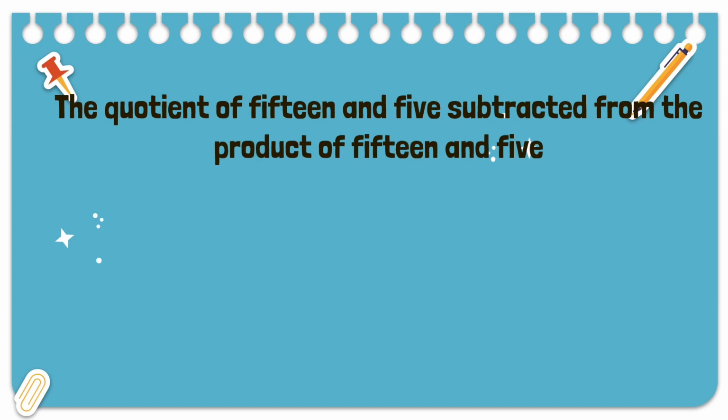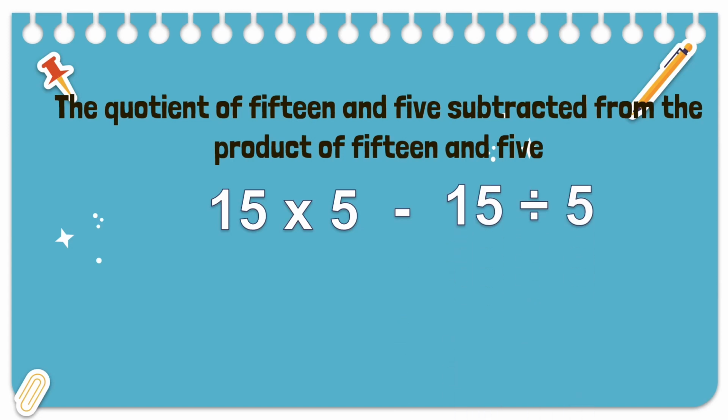Okay, next. The quotient of 15 and 5 subtracted from the product of 15 and 5. So, ang quotient daw ng 15 tsaka ng 5, ano ba yung quotient, diba? Is sinubtract daw or binawas doon sa product ng 15 and 5. So, translate natin siya. So, ang quotient ng 15 and 5. So, inuna muna natin yung quotient ng 15 and 5. So, this will be 15 divided by 5. Kasi, sinubtract daw siya mula sa product ng 15 and 5. So, ibabawas mo tong quotient ng 15 and 5 sa product ng 15 and 5. So, ito dapat ang kanyang kalalabasan.